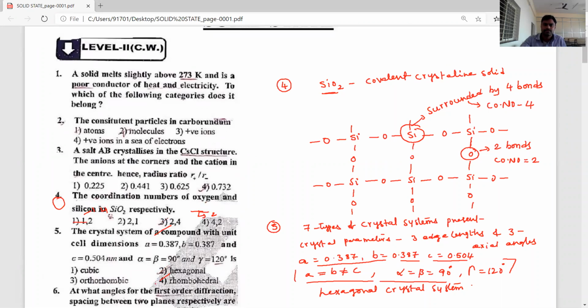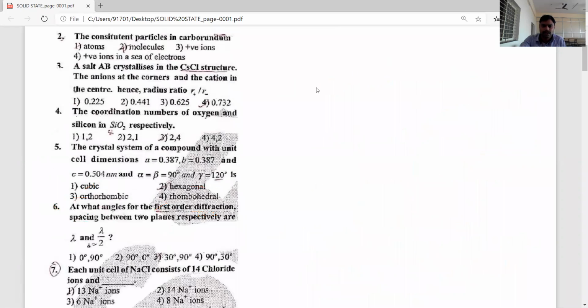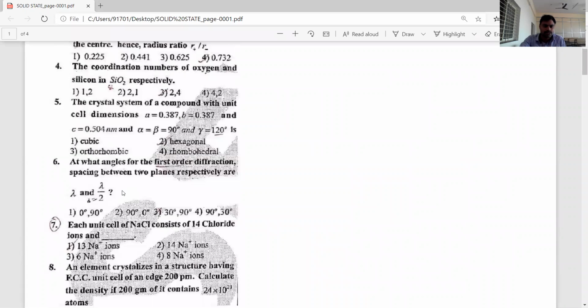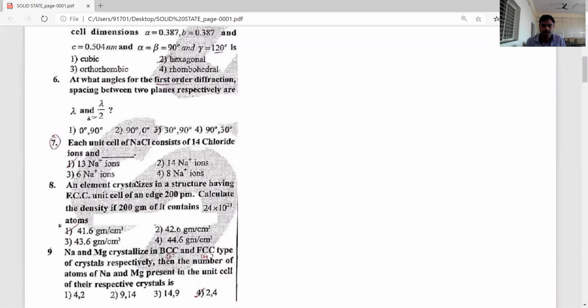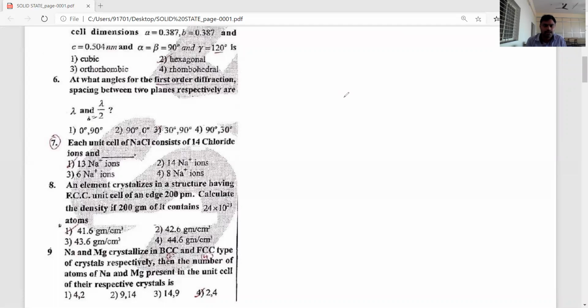Okay, clear? Now let's see the next one, sixth question. Let's see. It is very easy. Bragg's equation we know very well.